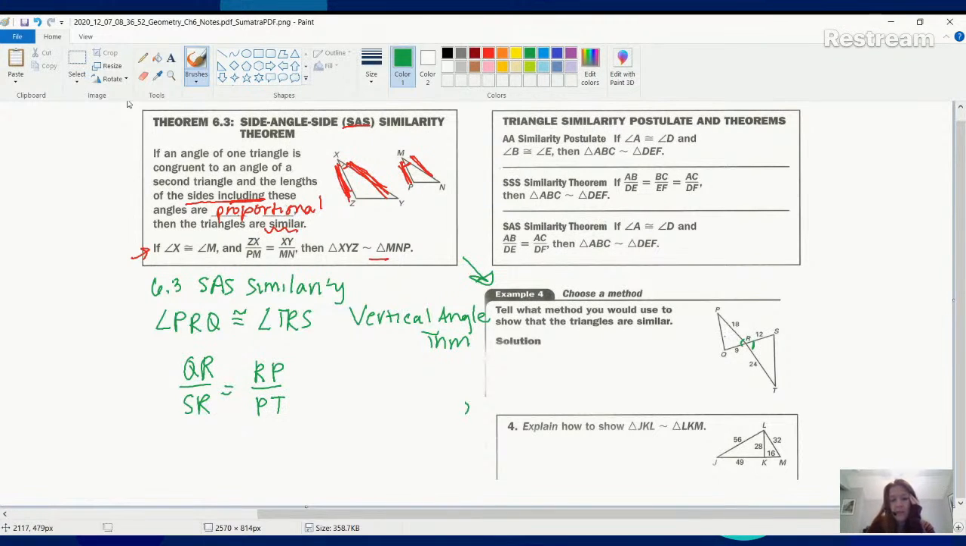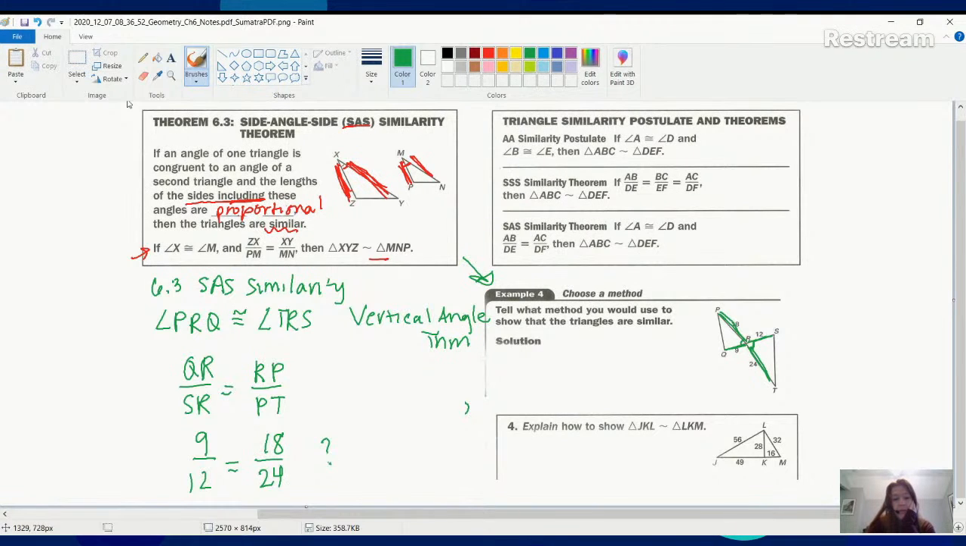So let me say Q to R, right? This side over this side has to be in a proportion with this side over this side. They have to be proportional. All right, so QR is 9 and SR is 12 and RP is 18 and RT is 24. Okay, so I have to know, are these proportional?